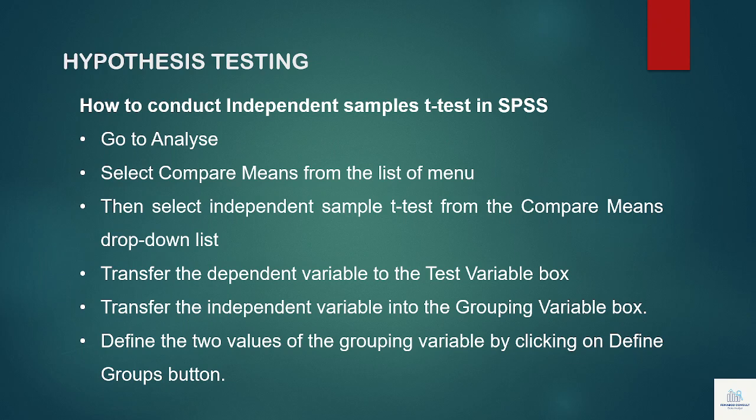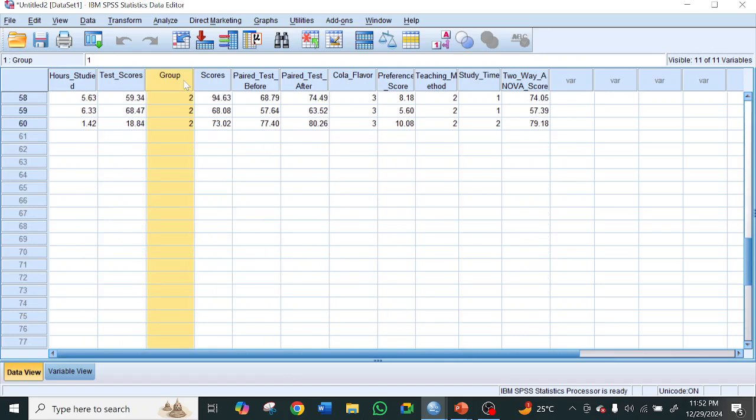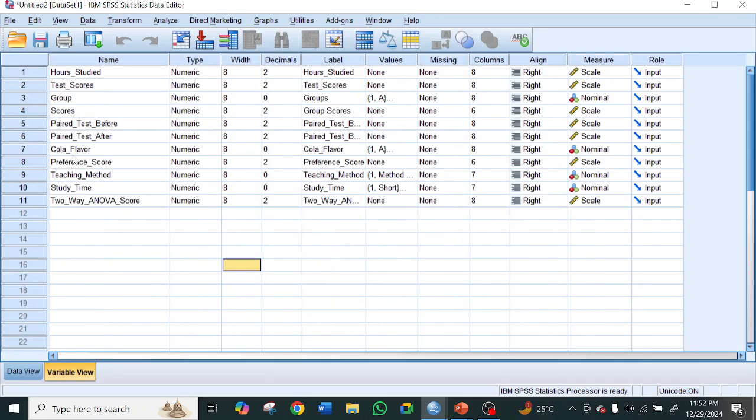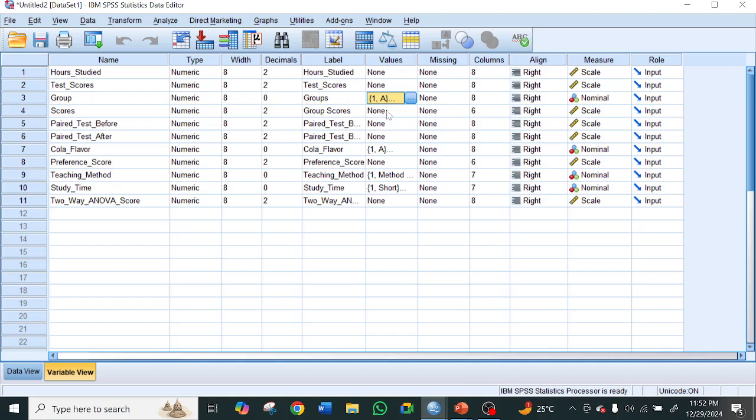So now let's see how we can conduct independent sample t-test in SPSS. To do that, we'll come to our data. What I have here is group and scores. I have a group here, 1 and 2, actually A and B. Let's check my variable. My group is A and B: A is 1, B is 2. Then we have their scores. Their scores is numeric, and is on the scale measurement level of ratio and interval.